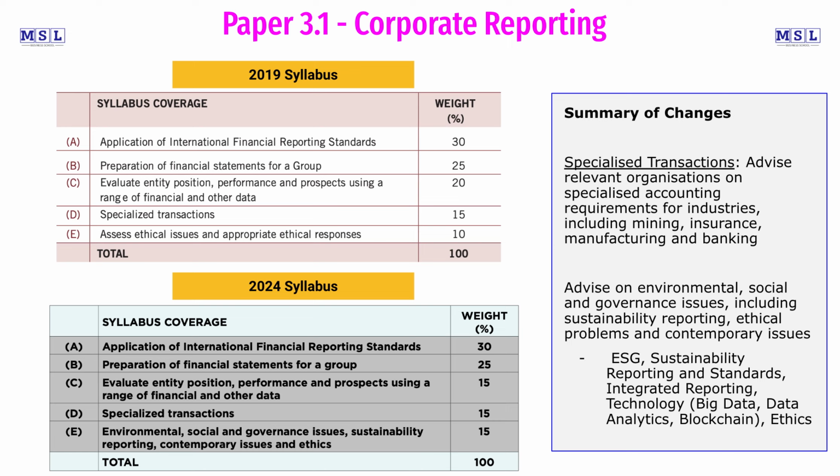Then the E part on ethics used to just be 10 marks, but now you just will not have a 10-mark ethics question. That part has been bumped up to 15 marks. And then you can see that they've added environmental, social, and governance issues. So ESG issues, sustainability reporting, right? We now have sustainability standards, right? So this is now in the syllabus, and candidates are expected to advise and apply those new sustainability standards. Things like integrated reporting, technology impact on financial and corporate reporting, big data, data analytics, blockchain. These are all new topics in the syllabus. So apart from these few changes, corporate reporting pretty much stays the same.